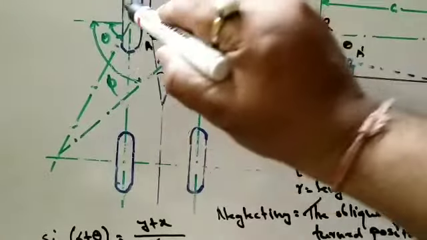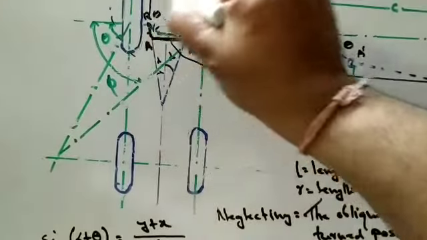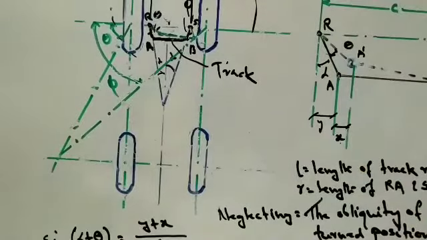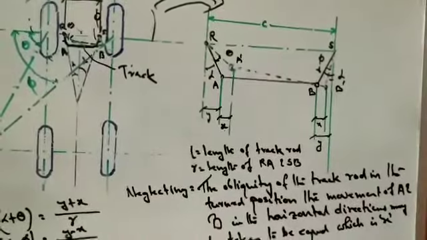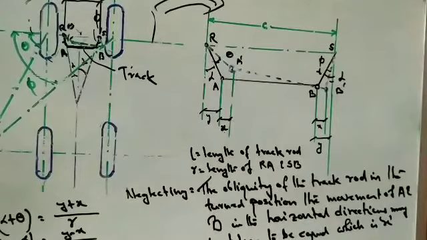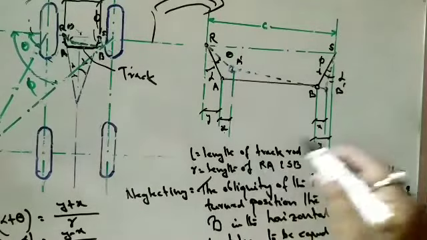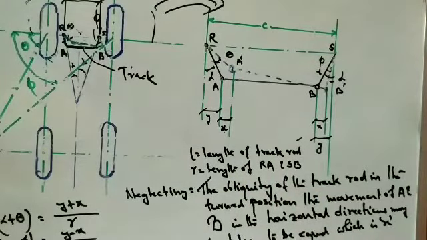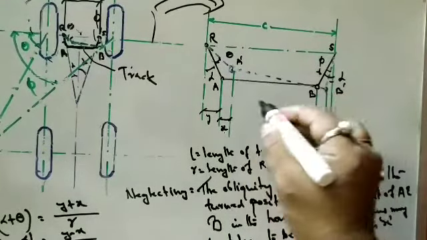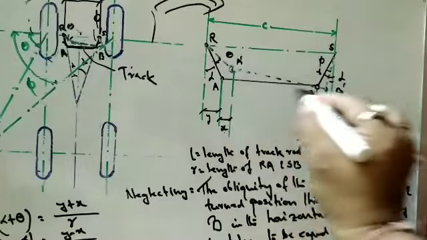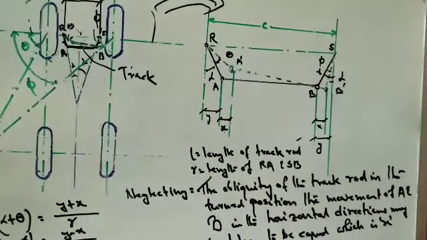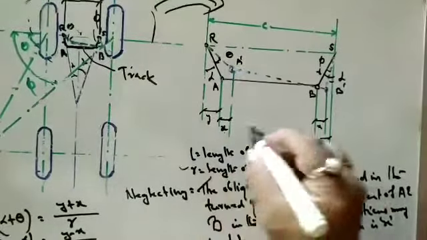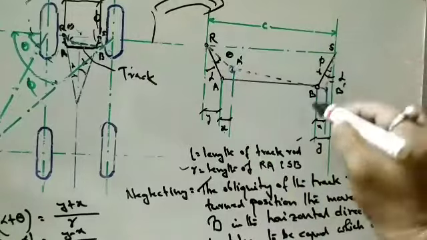Now we zoom this portion and transfer it over here, to see the bigger version. Let L be the length of this track rod or tie rod, which is AB. And let R be the length of RA and SB.